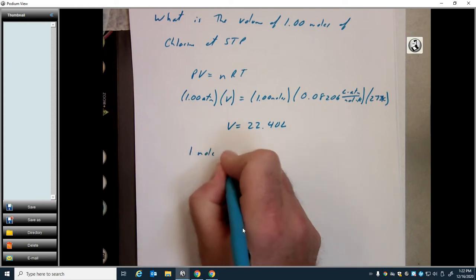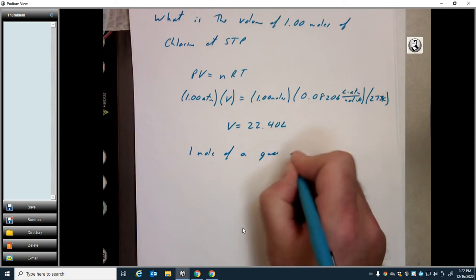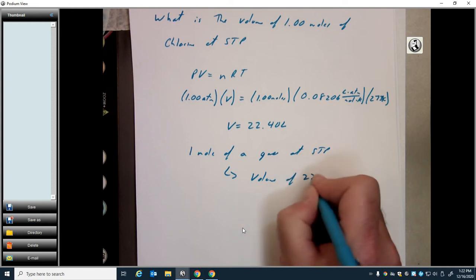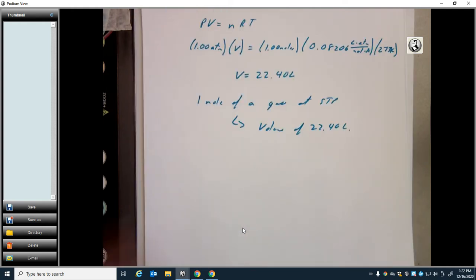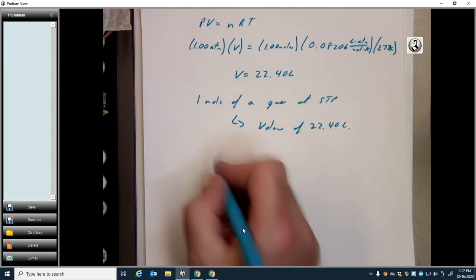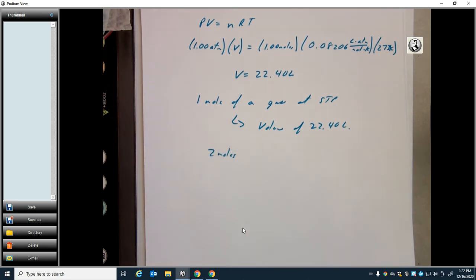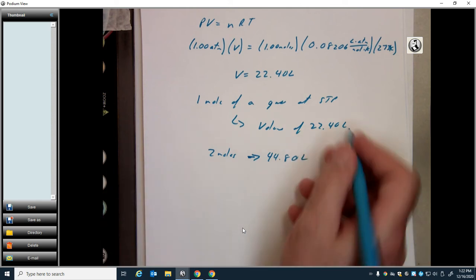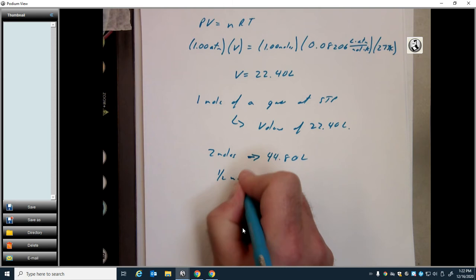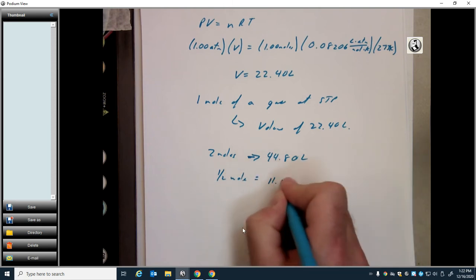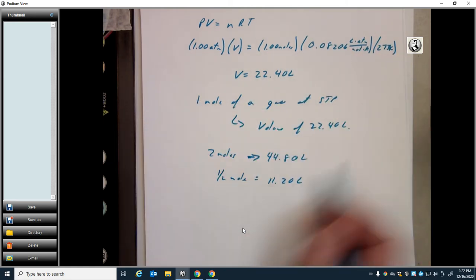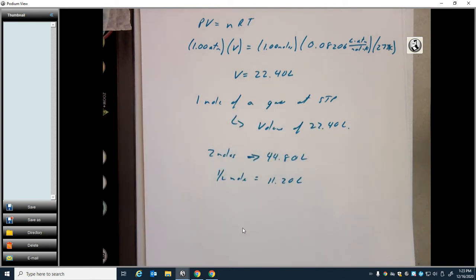1 mole of a gas at STP will always have a volume of 22.40 liters. We can use this relationship. What if we have 2 moles? Well, its volume would be 44.80 liters. Half a mole? Well, it would have 11.20 liters. So you can use this as long as you're at STP. This is just another shortcut that you can use.